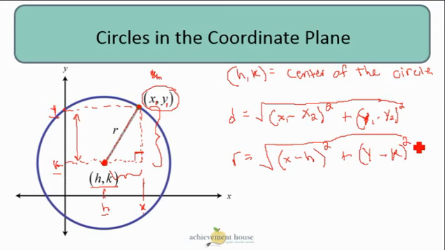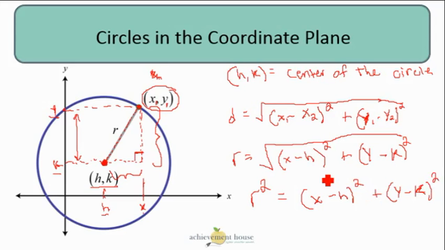And so if I want a function that represents my circle, I square both sides, and I have r squared, because remember, it's not a function if we have a square root, because what's under there can't be negative. So I'm going to have r squared equals x minus h squared plus y minus k squared. And that is how we derive the equation of the circle.